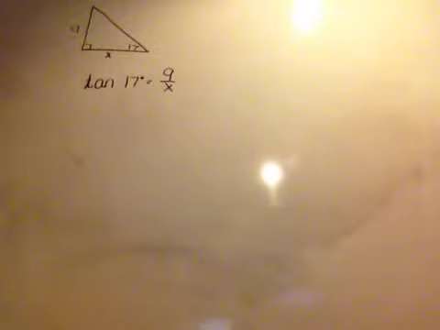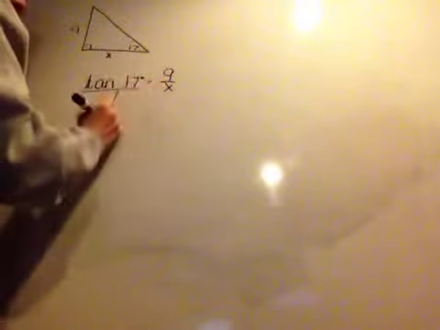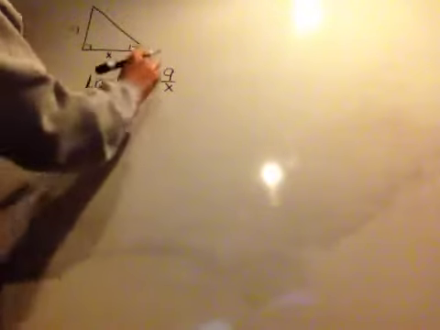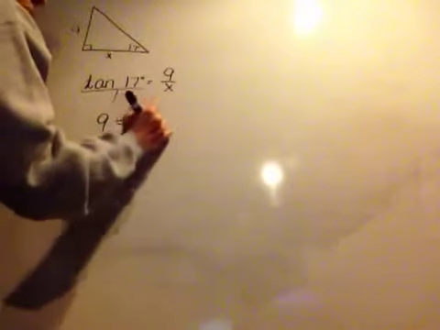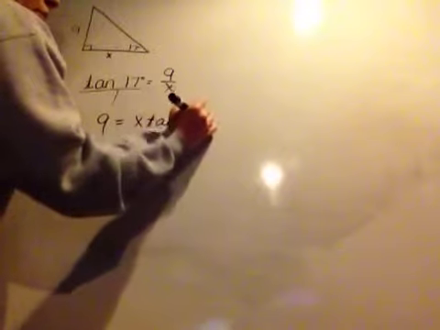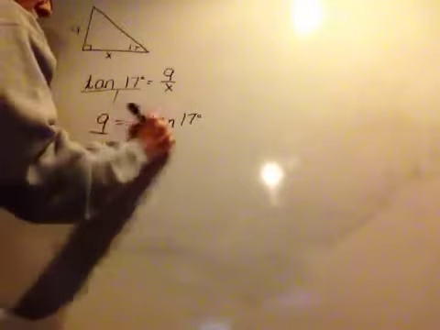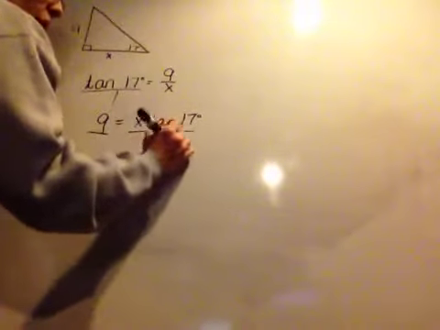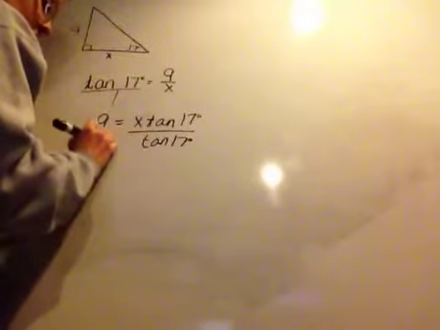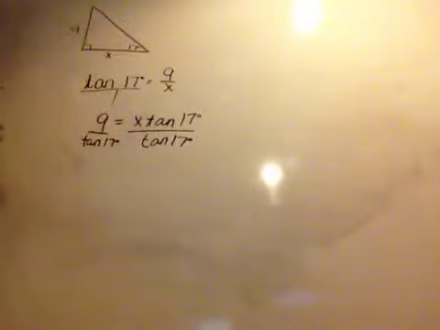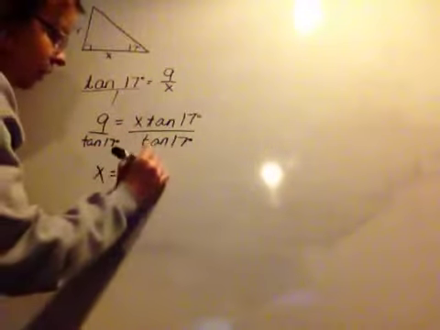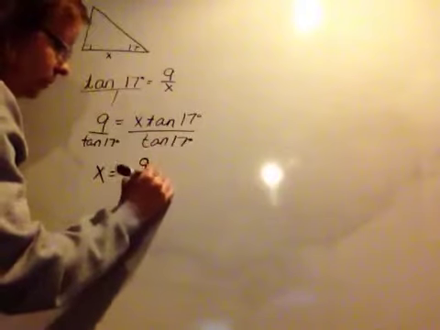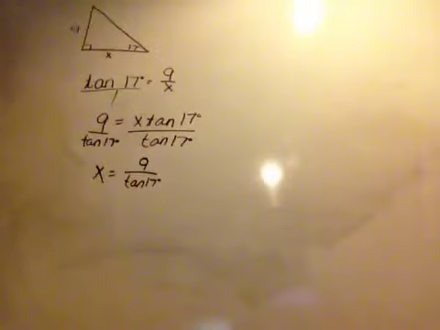So you can think of this as proportions to solve it. If you put this like over 1, you cross multiply, so you have 1 times 9 equals x times the tangent of 17. And then you're going to divide both sides by the tangent of 17. I always just remember these switch places. So my x comes here, and the tangent goes on the bottom. So here's where you're going to use your calculator.